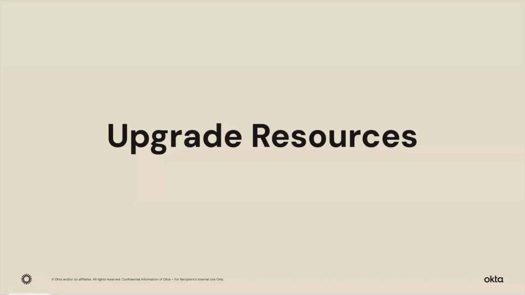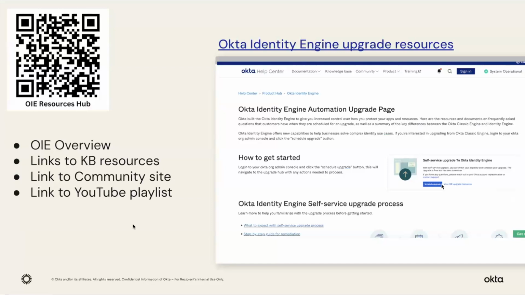As far as upgrade resources, there are a number of things available here. Note the QR codes on the slides. These will take you to the links to each of these resources. So we have our OIE hub, which gives you an overview of OIE, links to knowledge-based resources, links to our community site, the community office hours webinar site, and a link to our YouTube playlist where you can find recordings of these webinars as well as a lot of other OIE related videos.